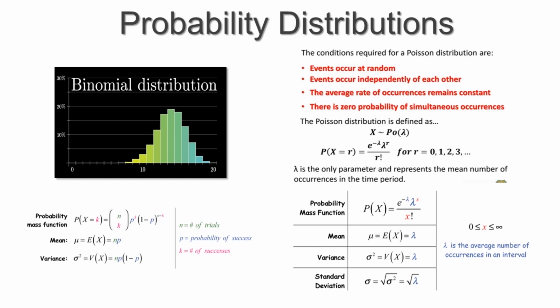Here the mean is lambda only and the variance is also lambda. In binomial distribution, the mean mu is n into p and the variance is npq. Here in Poisson, mu is np, that is lambda, and the variance is also np. Mu and variance are equal for the Poisson distribution.